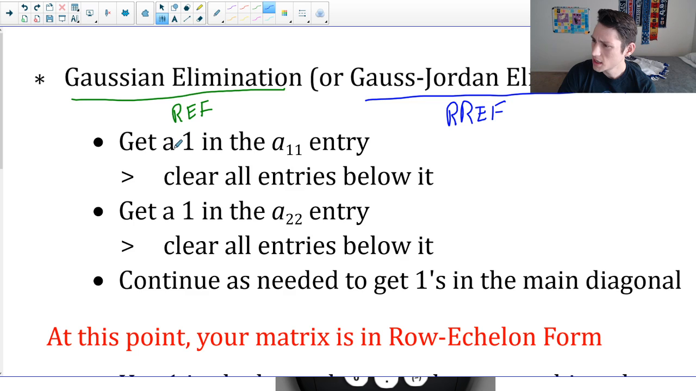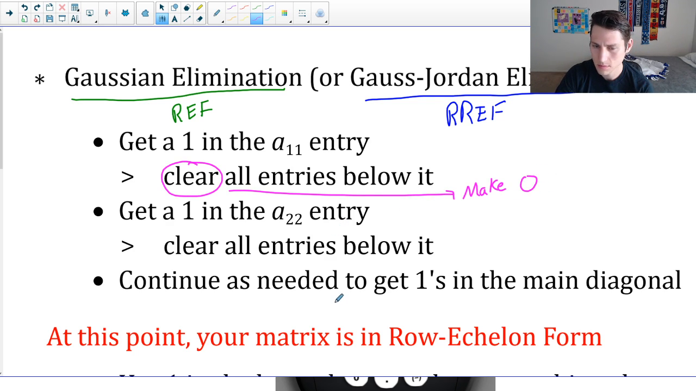So get a 1 in the A11 entry, right? So that's that first number in the matrix altogether, that top left. Clear all entries below it. So whenever I say clear, I mean make 0. So we're getting a 1 in that first spot, that's what this first step is, and then clear everything. So I want to get a 0 here and a 0 here. All right, that's my goal.